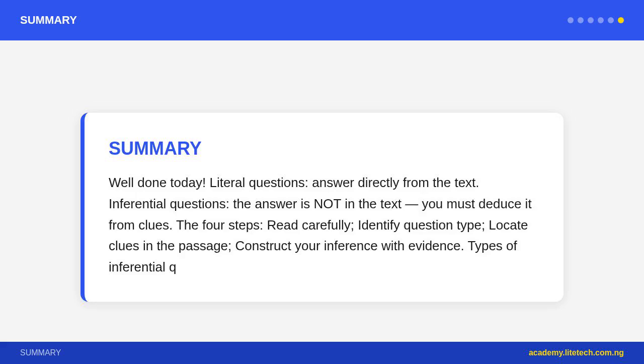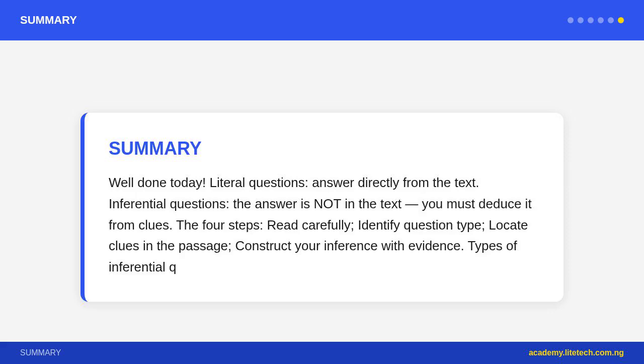Well done today. Literal questions: answer directly from the text. Inferential questions: the answer is not in the text, you must deduce it from clues. The 4 steps: read carefully, identify question type, locate clues in the passage, construct your inference with evidence. Types of inferential questions: vocabulary in context, character motivation, writer's tone/attitude, implied information, prediction/consequence. Always write in full sentences, cite evidence from the text, and go beyond surface observations to deeper reasoning.